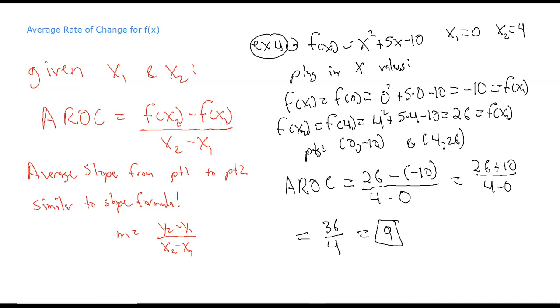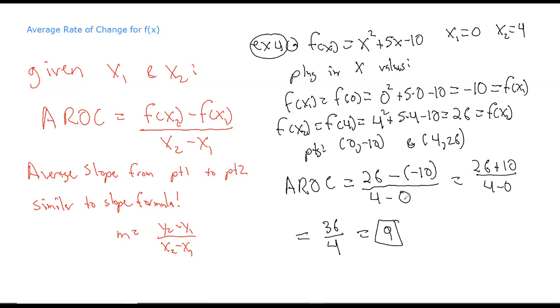Actually, hold on. Does the x1 and x2 matter in which one comes first? No. So if you wanted to swap what you call x1 and x2, you can. I can call x1 4 and I can call x2 0. Or you can say that I just want to do 1s minus 2s down here. So you could do negative 10 minus 26 and 0 minus 4.